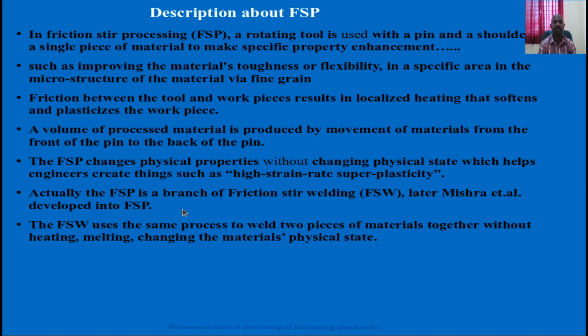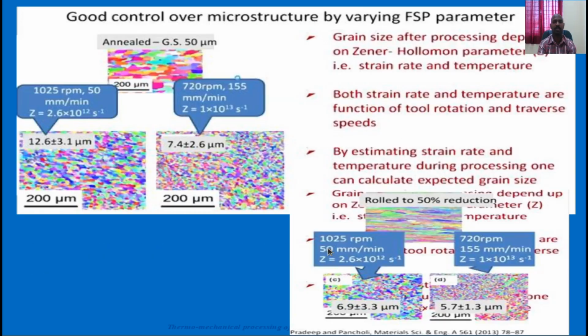And actually this particular friction stir processing is a branch of the friction stir welding process. This welding was developed by Mishra and co-authors into friction stir processing. Friction stir welding is also similar. So you can join two similar materials without heating and melting and changing the physical state, by frictional heat. You can join these two materials. Those are the concluding points or introductory points about friction stir processing.